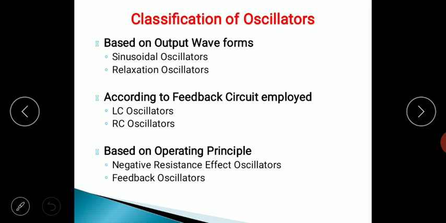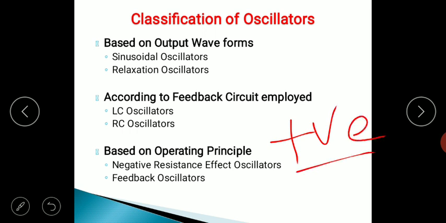Then the next important classification of the oscillator is based on the feedback circuit employed. Here you have to remember, whenever you are discussing oscillators, an oscillator basically makes use of an amplifier. Along with the amplifier, an oscillator makes use of positive feedback. This is a very important thing about oscillators you have to remember, which I already explained in the previous lecture. That is, almost all amplifiers make use of negative feedback, whereas oscillators make use of positive feedback or regenerative feedback.